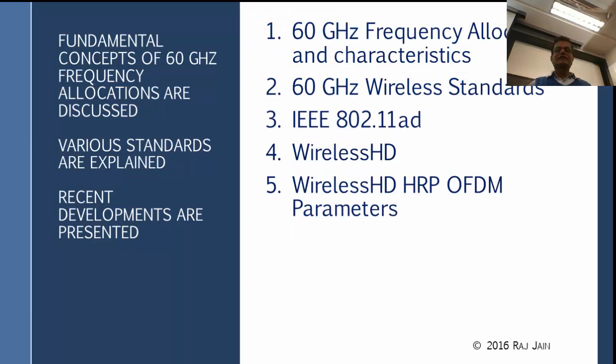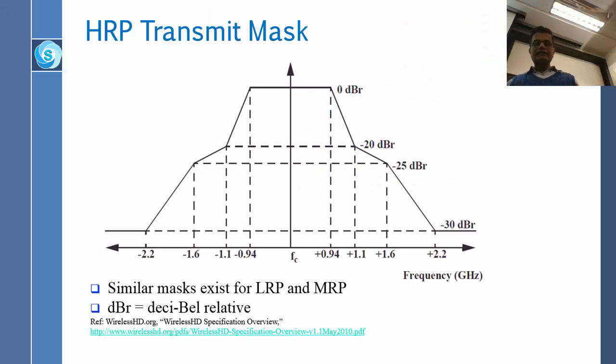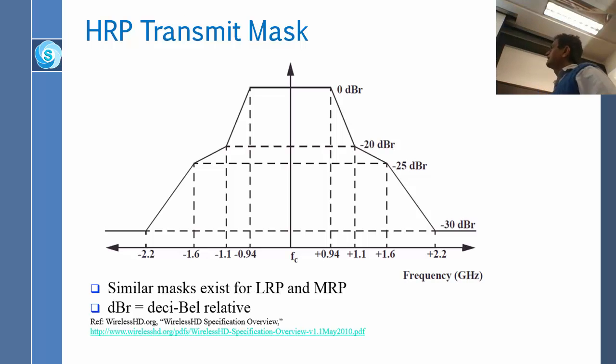The next thing they specify is the mask. Every standard has a frequency mask. What is a frequency mask? Basically, on the x-axis we have frequency, and on the y-axis we have the power that you can transmit. At the central frequency, you can transmit whatever power is given by the FCC as the maximum power transmitted. We call it 0 dBr.